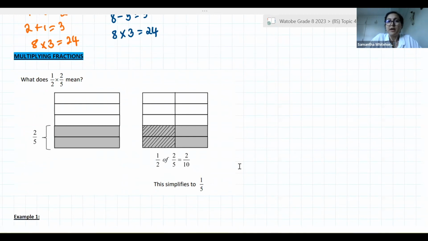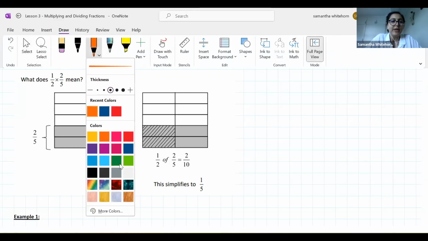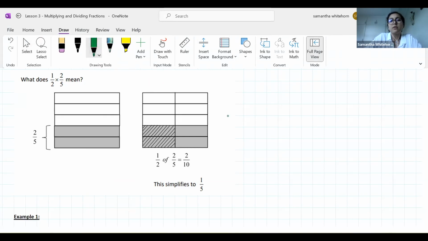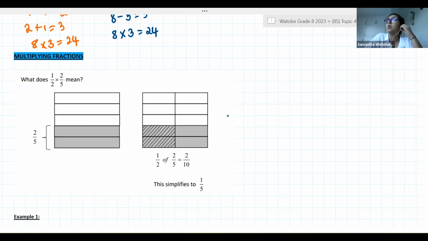So we're going to start with multiplying fractions just because it's a little bit easier than dividing fractions. Once you know how to divide fractions, life does become a little easier. But let's have a look at multiplying fractions. So guys, when we multiply fractions, what we need to be mindful of is that we're asking for a portion of something that is already representing a part of a whole.